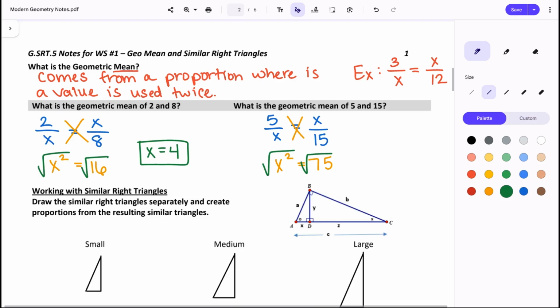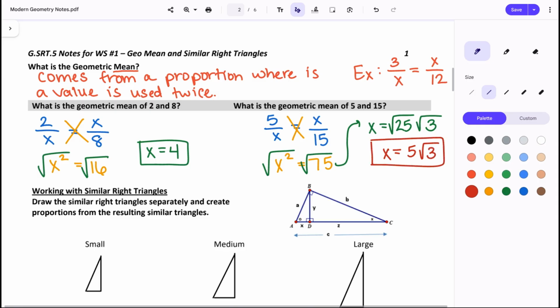So think about what we talked about in the last section when we were simplifying the radicals. We need to simplify 75. So what's the biggest perfect square that goes into 75? Good, 25. 25 times what is 75? Yeah, 25 times 3. Okay, so you can see I'm splitting that 75 apart. And then I would say x equals, what's the square root of 25? Good, 5. And then what happens to the square root of 3? Yeah, it just stays. Good. So this would be your final answer.